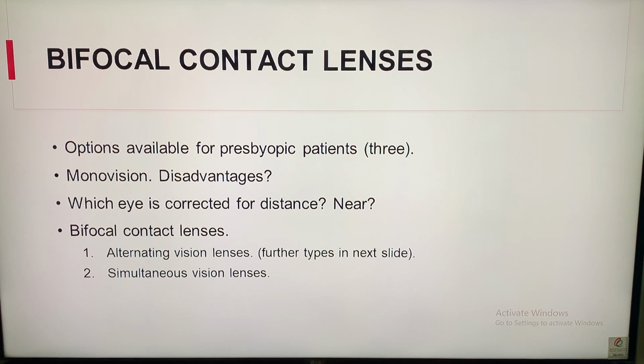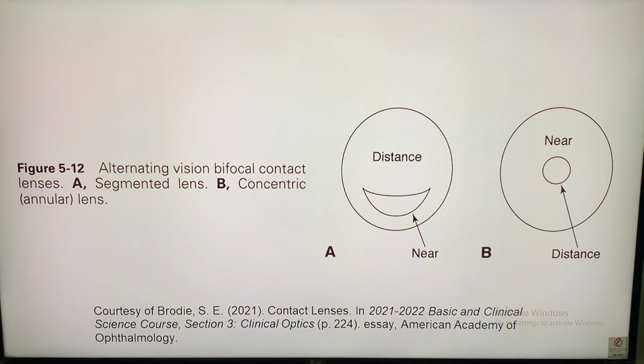Now the third option is bifocal contact lenses. As the name implies, a single contact lens is used for both purposes. There are two types: alternating vision and simultaneous vision. First we'll come to the alternating vision contact lenses.